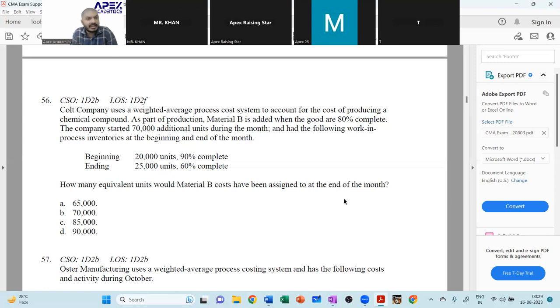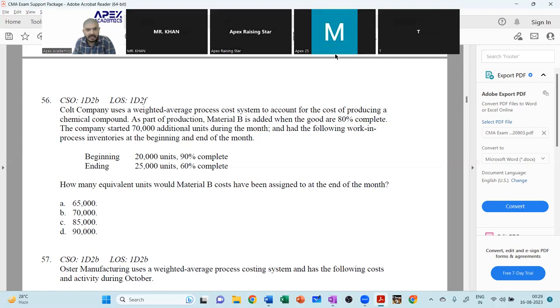Colt company uses a weighted average process cost system to account for the cost of producing a chemical compound. As part of production, material B is added when the goods are 80% completed. First, you finish your goods, make them 80% ready, and then you will add material B. So it is a clear point over here that material B cannot be added before the goods are 80% ready. Are you with me on this? Do you understand this concept? Yes or no? Please tell me that.